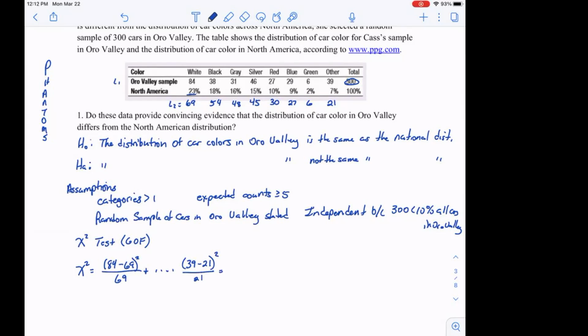Green turned out okay, but if we did that, this is where I'm going to go to my calculator. I'm going to choose the chi-squared goodness of fit test. I'm going to have both lists in there, and we're just going to run it. I'm going to deny you that opportunity to watch me do that. So here it is, 29.92.